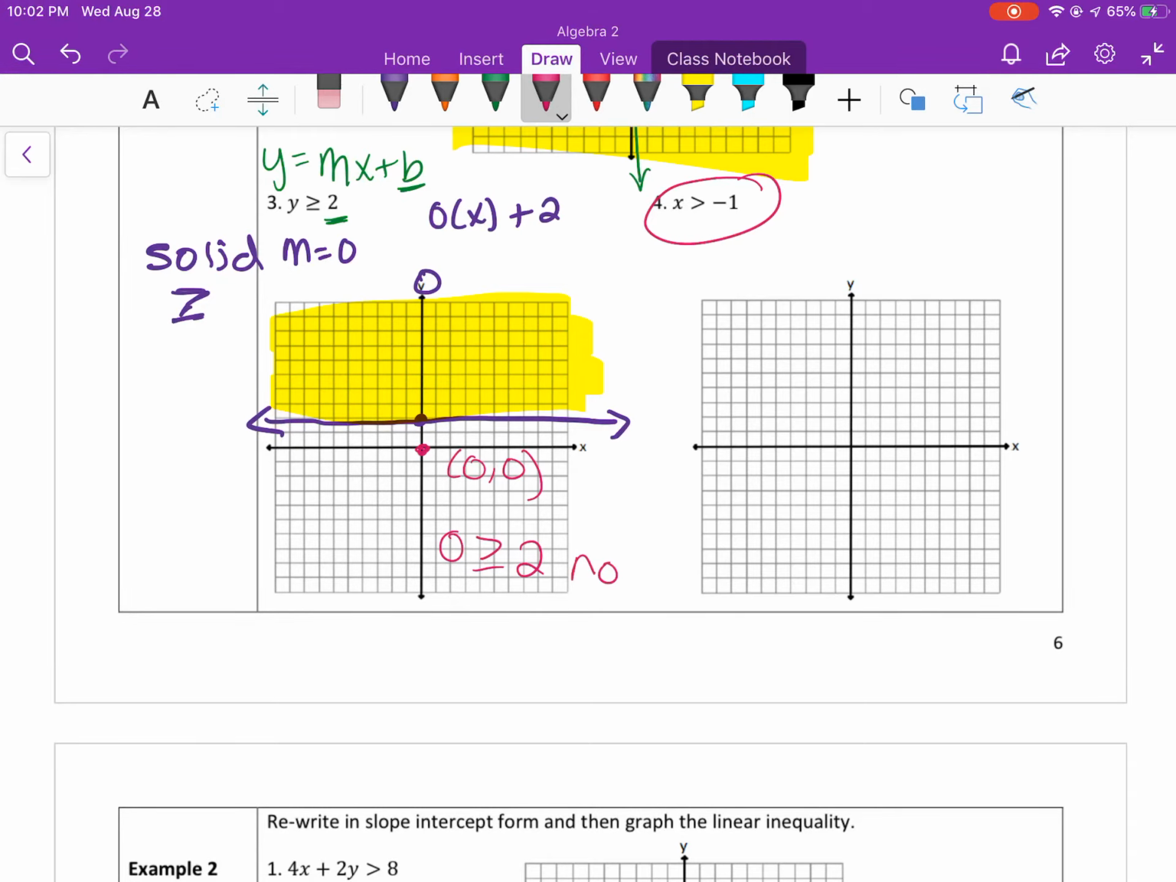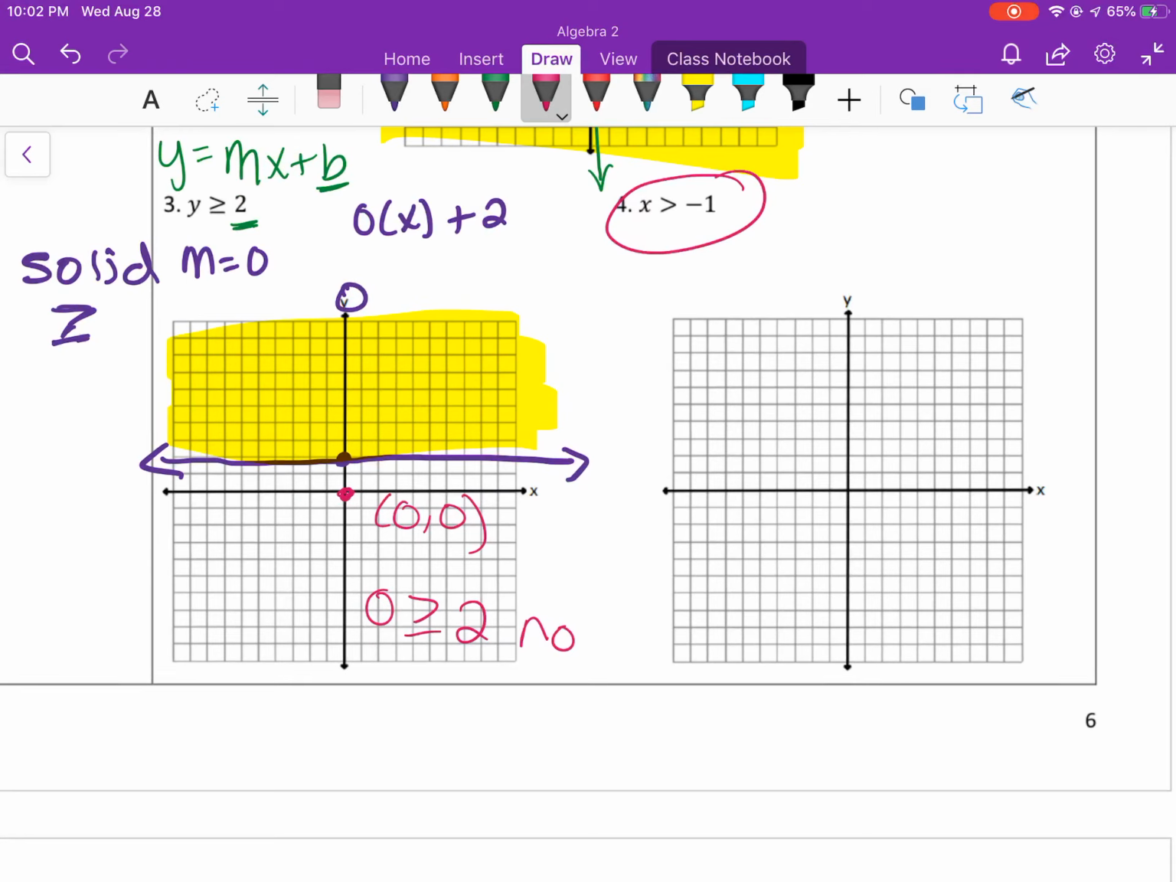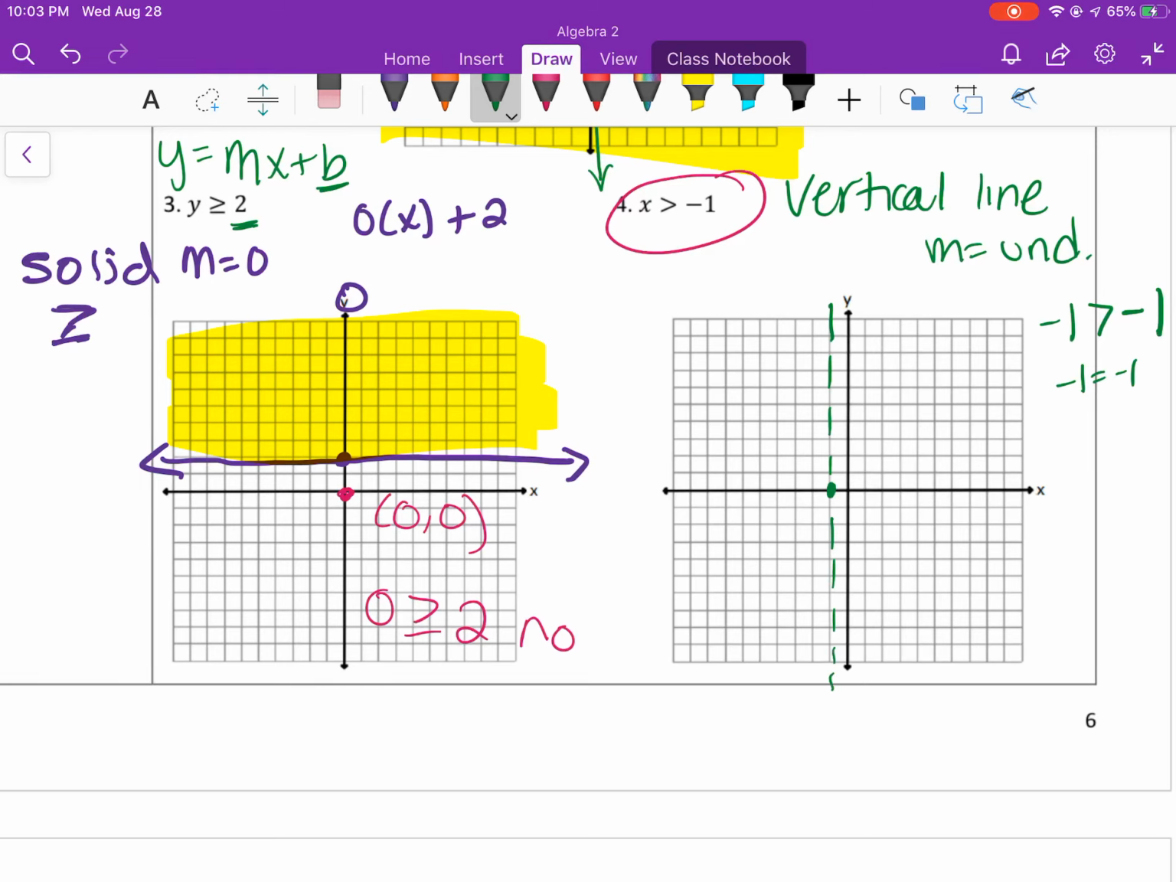Now this one is a special case, x greater than negative 1. When you have an x equals line, this is a vertical line. Its slope is undefined. So x equals negative 1 is right here. Now this is just greater than negative 1. So negative 1 is not greater than negative 1. Negative 1 is equal to negative 1. So the points along this vertical line have to be dashed because they don't make the equation true. Negative 1 is not greater than negative 1.